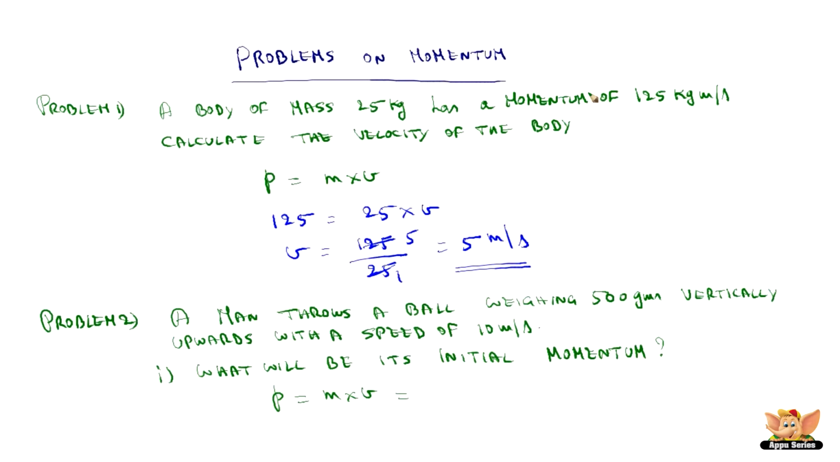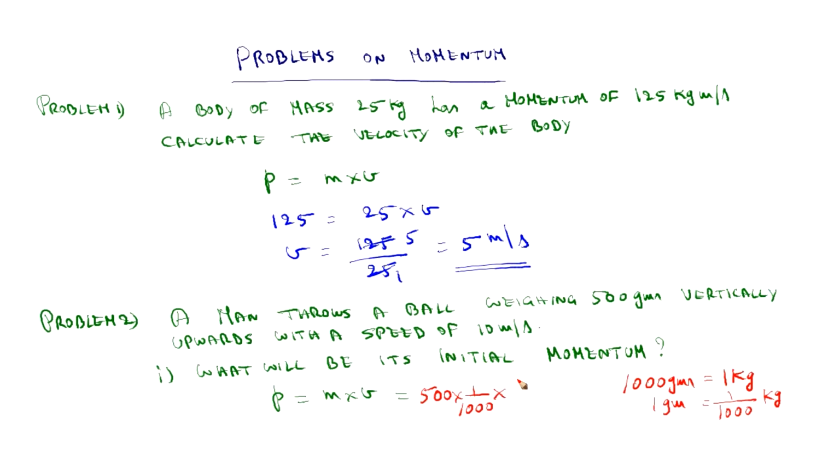So we know that 1000 grams is 1 kg, and hence 1 gram is 1 by 1000 kg. So 500 grams become 500 into 1 by 1000, and V is 10 meter per second, so 10. So 500 ones, 500 twos, and 2 fives, which becomes 5 kg meter per second.